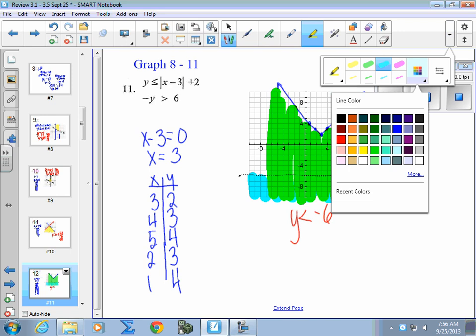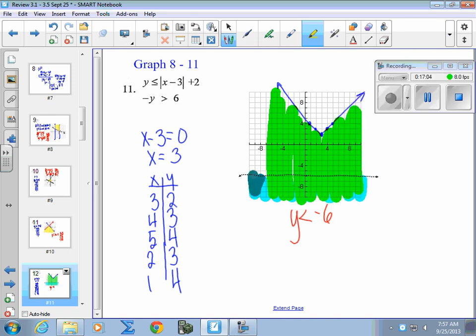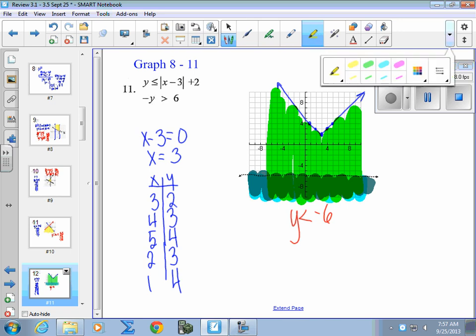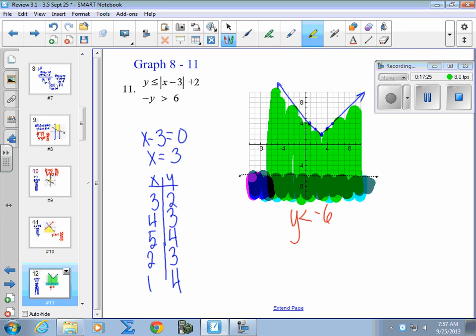So what's happening is we're actually getting all of this would be the solution. Below it, y is less than, so we're shading below negative 6. So the solution, like I said, would be purple. The solution is everything below y is less than negative 6. So that's the solution.